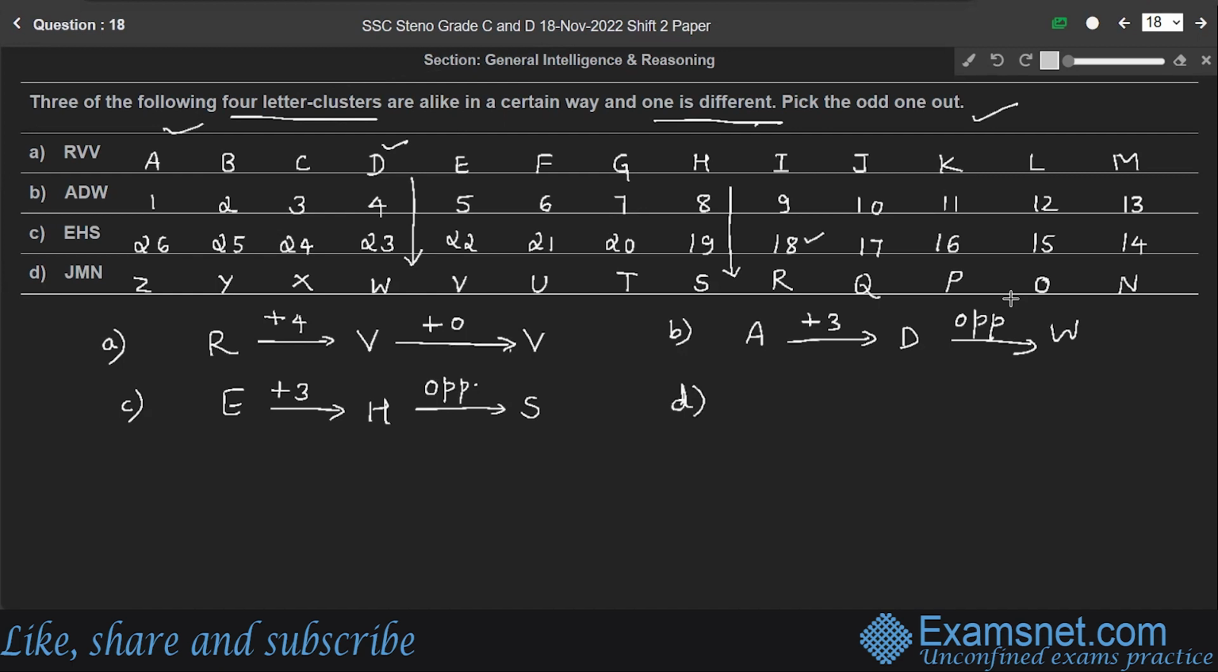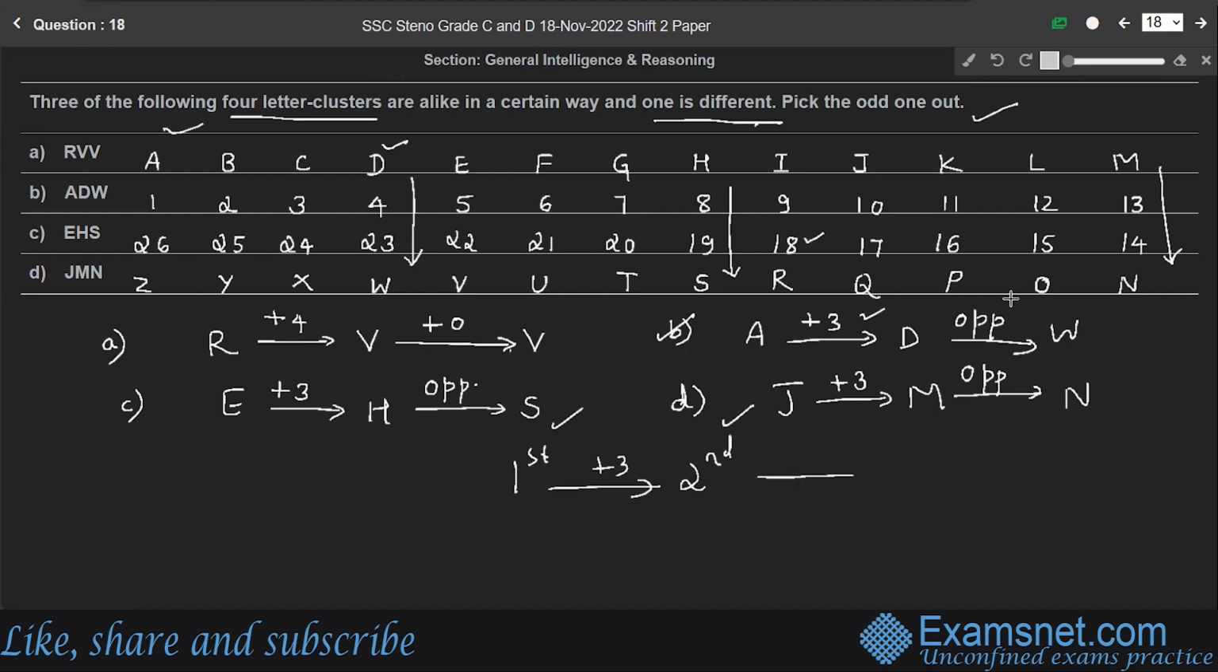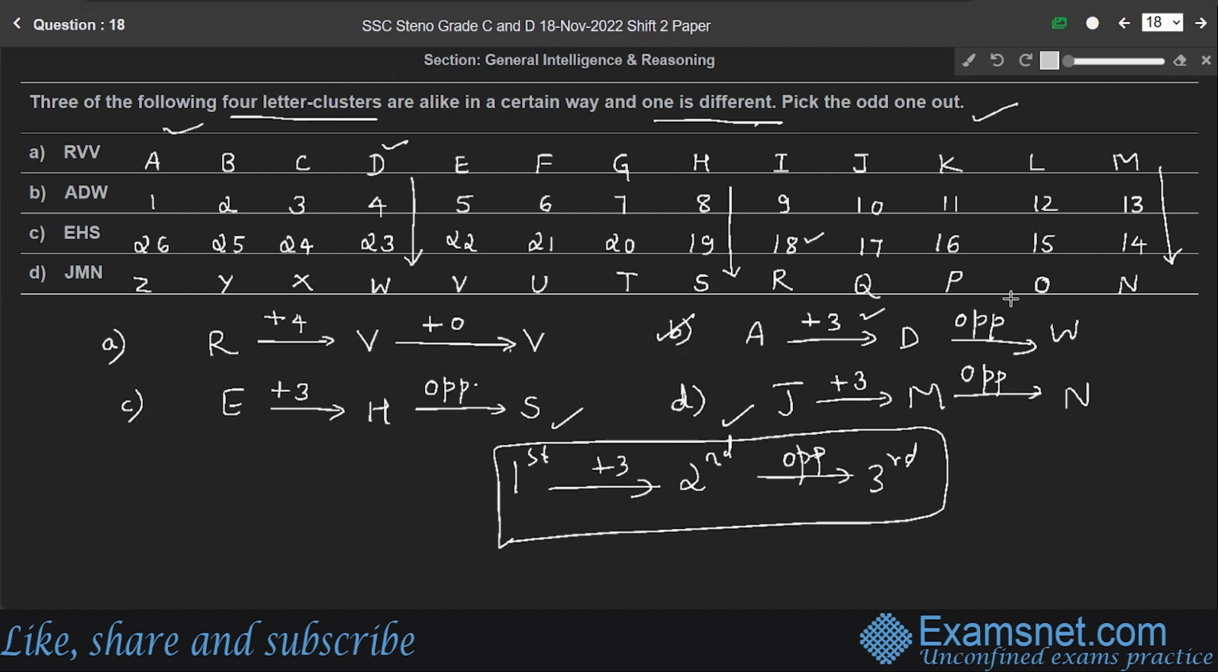So considering option D, J, M, and N are the letters. J is 10, M is 13, J plus 3 is M, and M and N are opposite letters. So except option A, in the remaining options, the rule is the same. First letter plus 3 will give you the second letter, and the second and third letters are opposite to each other. Very simple rule. Therefore, option A doesn't follow the rule of the remaining 3 options. Hence, this is the odd one. Option A is the odd one here.